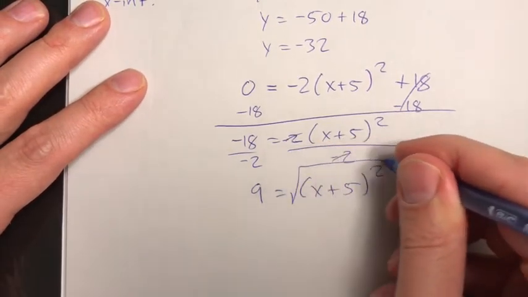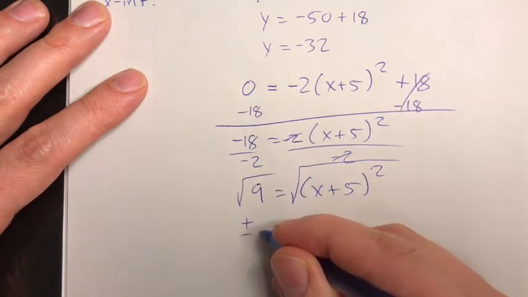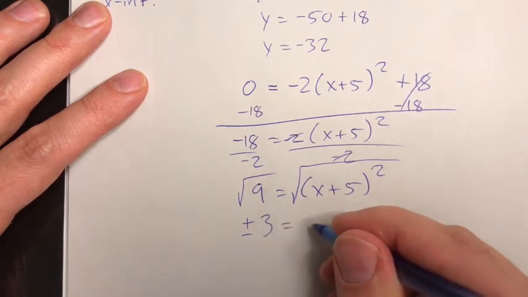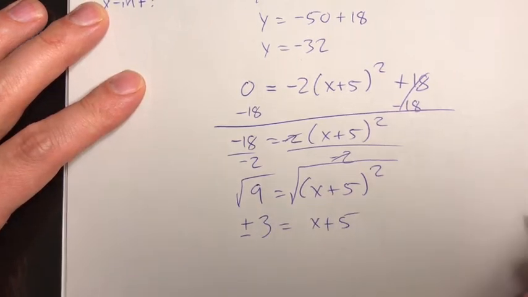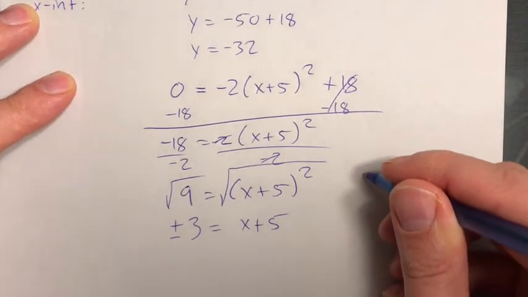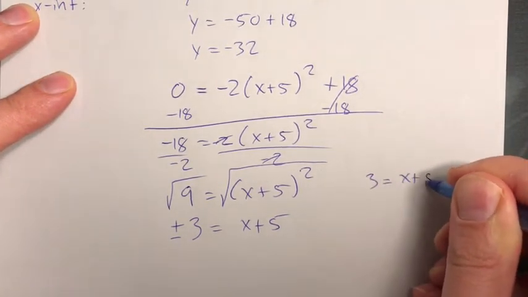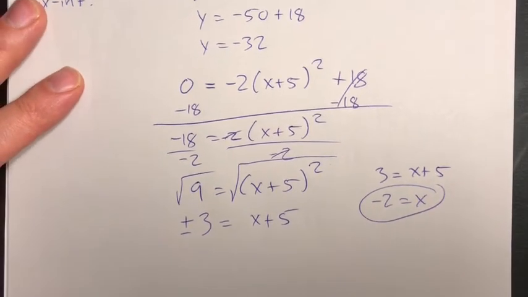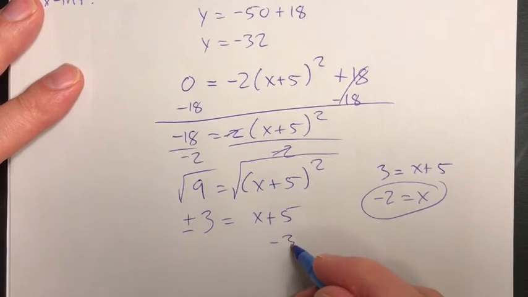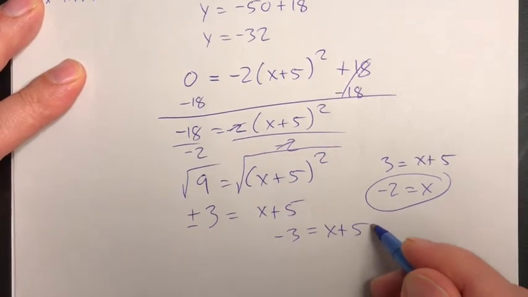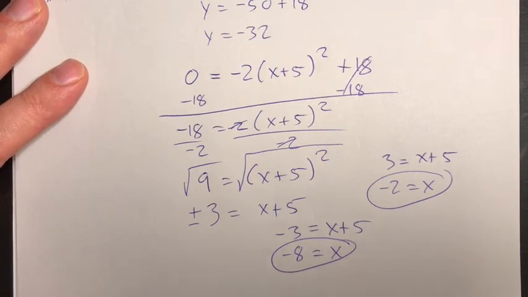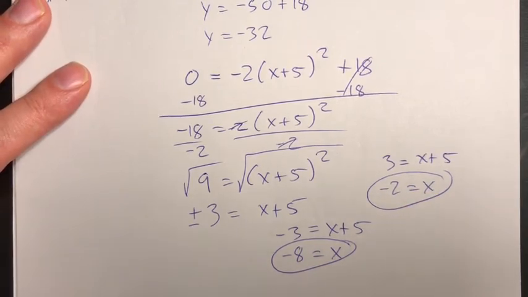And I'm going to square root both sides to get rid of the square. So I'm going to get plus or minus. Don't forget the plus or minus when you undo a square here. 3, because the square root of 9 is 3, equals x plus 5. Alrighty, so over here I'm going to write 3 equals x plus 5. Subtract 5, and I'm going to get negative 2 equals x. So there's one of my x-intercepts. And then the other one is going to be negative 3 equals x plus 5. Subtract 5, and I'm going to get negative 8 equals x. And there is my other x-intercept. So my two x-intercepts actually are at negative 2 and negative 8.